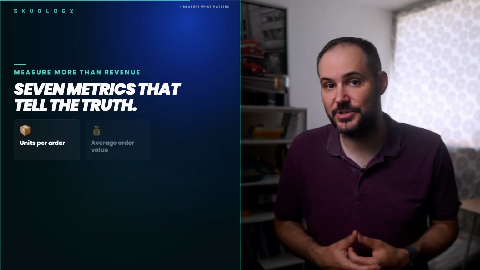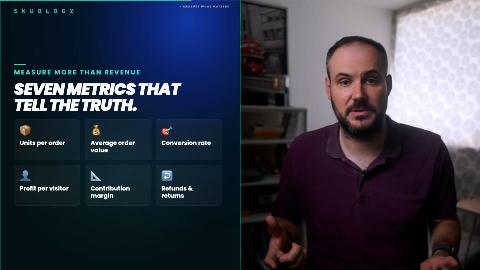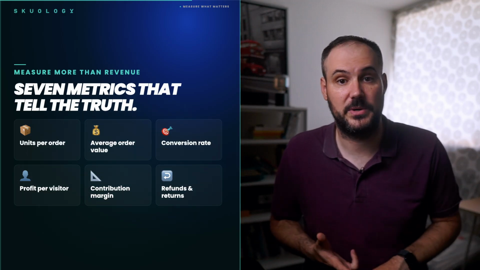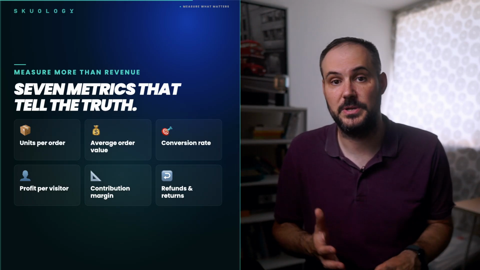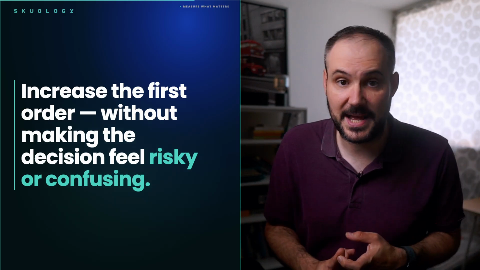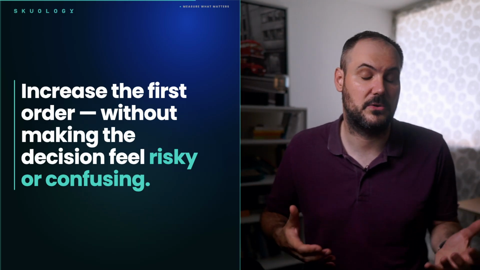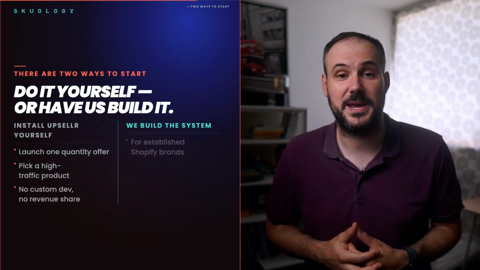You need to measure more than revenue. Look at units per order, average order value, conversion rate, profit per visitor, contribution margin, refunds, and returns. Repeat purchase behavior. A quantity offer should increase the size of the initial order without making the buying decision feel risky or confusing. There are two ways to start.